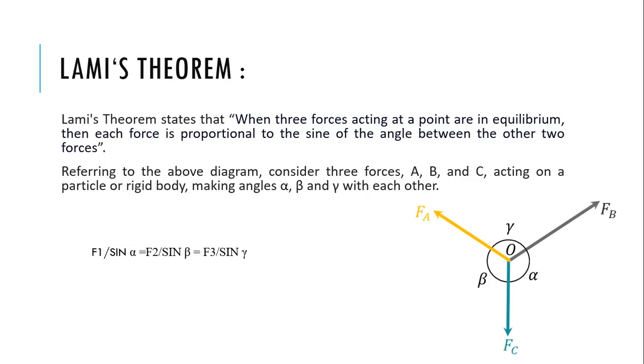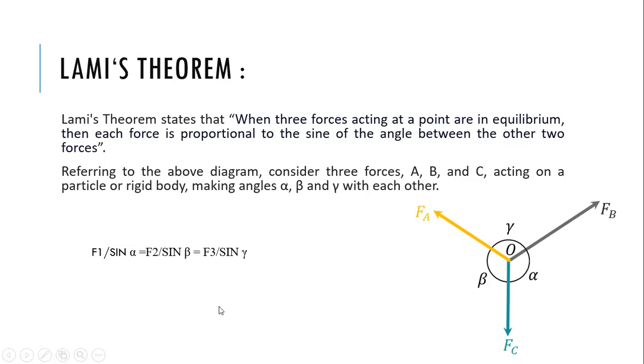Consider three forces Fa, Fb, and Fc. All three forces are acting at a point O and are considered to be in equilibrium. Then in that case, each force is proportional to the sine of the angle between the other two forces, where alpha, beta, gamma are the angles between each force pair.